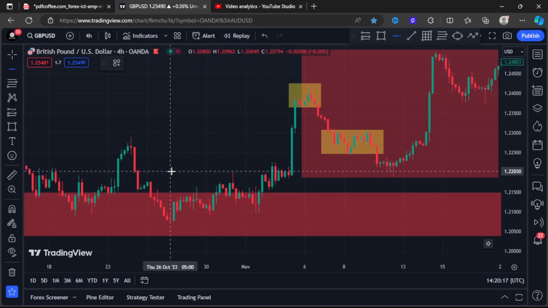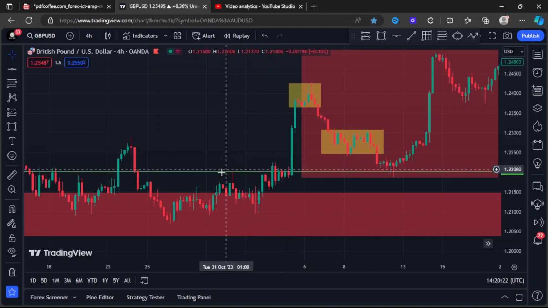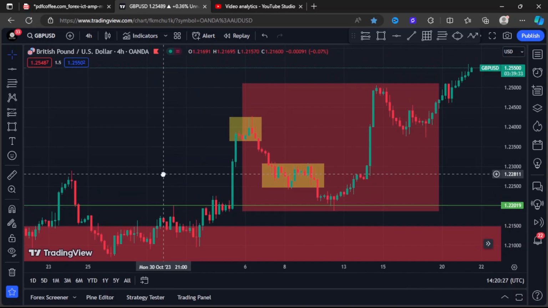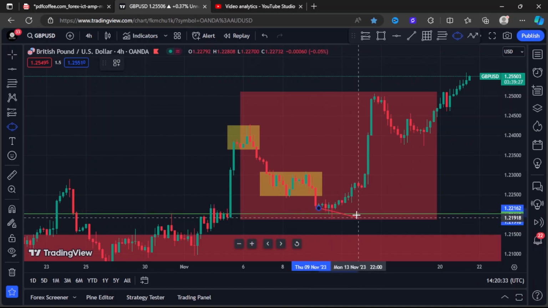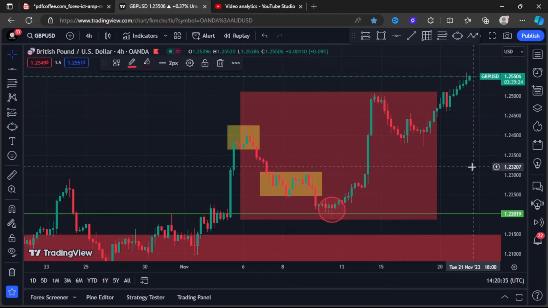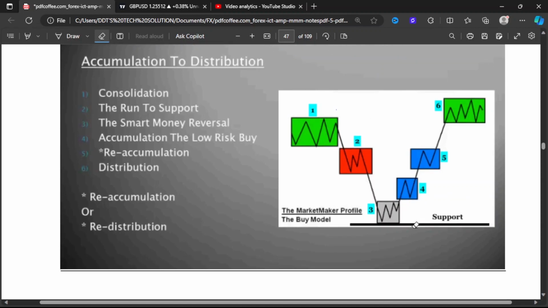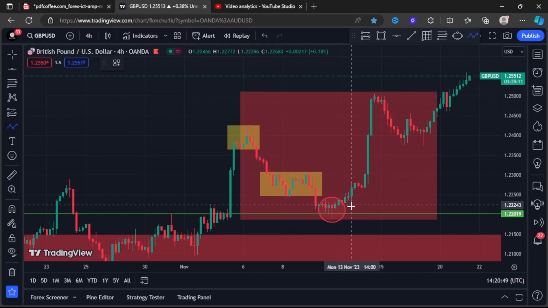If you bear with me, price has reacted at this zone so many times, and the same here. So here is also a very good support zone. Now price has moved to this support zone. That is our run to support zone here, and then we get the smart money reversal. That's where smart money buys. So smart money buys from here.